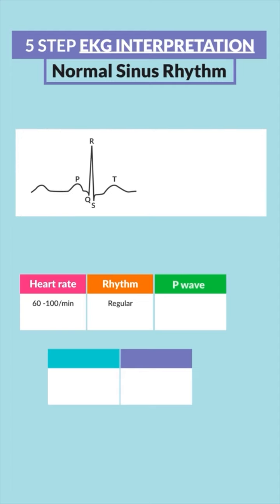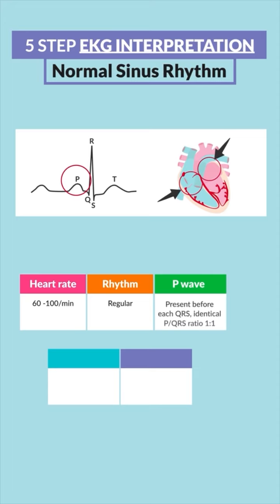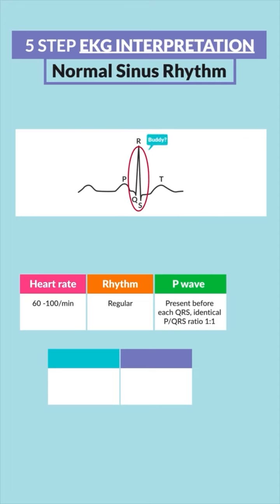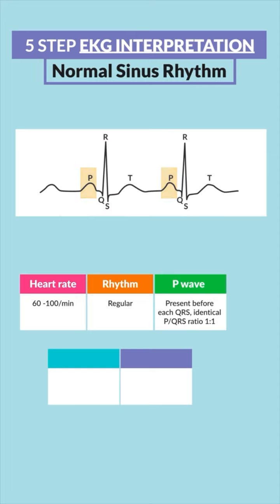Step number 3 is the P wave, which is the atria contracting. So is it present? And does it have a buddy? Or is it married to the QRS there? We need one P wave with every QRS every single time.